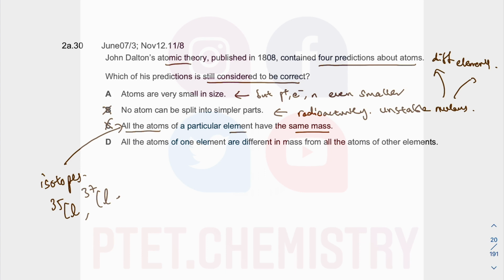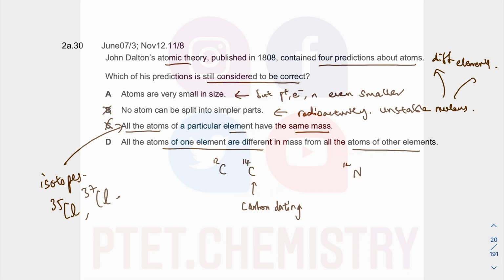All the atoms of one element are different in mass from all the atoms of other elements. You know, you have carbon 12, you also have carbon 14. We use carbon 14 for carbon dating, you know, like when they say half-life, they use it to monitor the half-life of mummies, for example, mummies, dinosaurs, fossils, to determine how old they are. So they use carbon dating using this radioactive isotope. And of course, it says that atoms of one element are different in mass from the atoms of other elements.